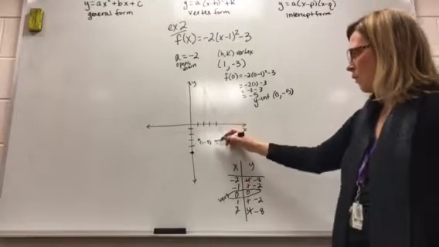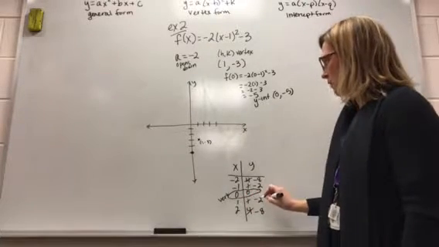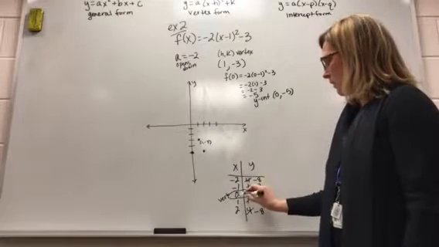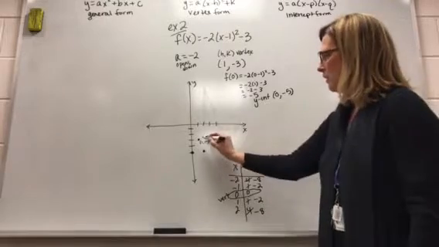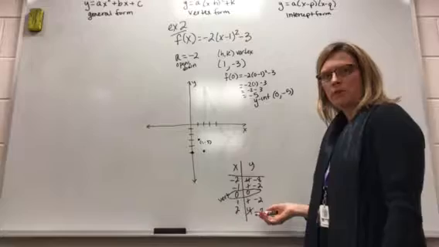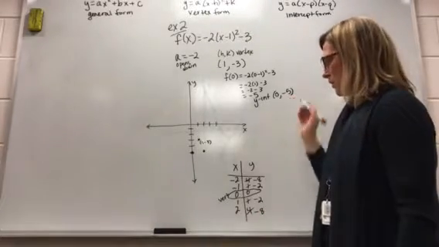Now my vertex is at (1, -3). So my driving directions say go to the right 1, down 2. So from here I go right 1, down 2. If I want to go the other way, left 1, because it's -1, down 2. Left 1, down 2. Well, I already found that was my y-intercept, so I could have found it either way, using my parent function table, or I could have plugged in my y-intercept.